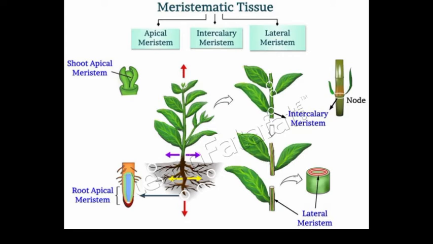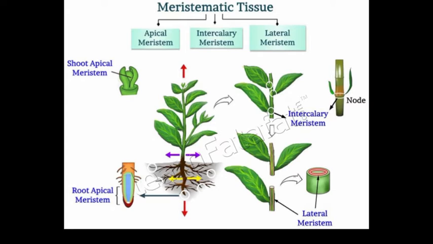Second one is intercalary meristem. It is present behind the apex, meaning it is left behind during the growth period because the apical meristem is working over there, and these are present at the base of the leaf and internode region. These lead to an increase in the length of the leaf, for example in grass stem, bamboo stem, or mint stem.